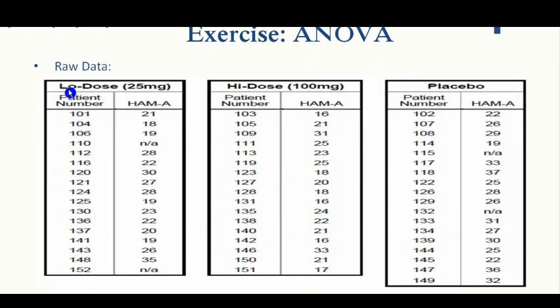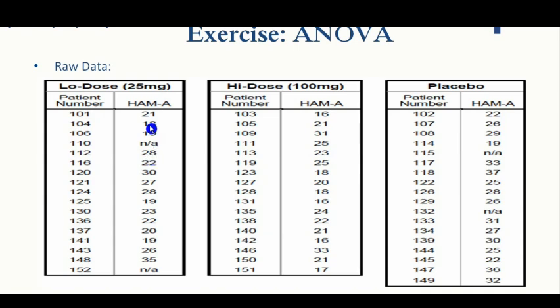So low dose, that is 25 mg of the drug, high dose, 100 mg of the drug, and the placebo, where none of the medicine has been given to these patients. So if we look at the data, 21, 18, 19, not available, so it's a missing observation. We are going to see in our last and concluding session what we do with the missing observations and all.